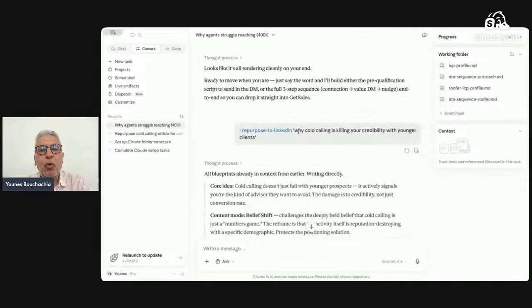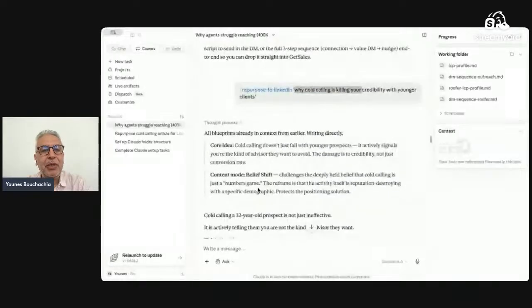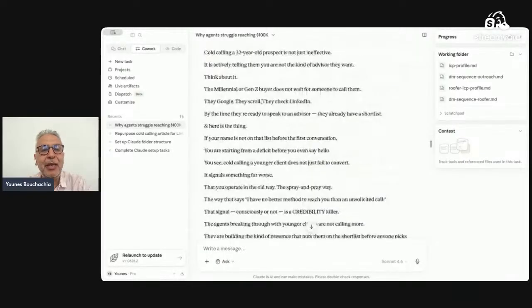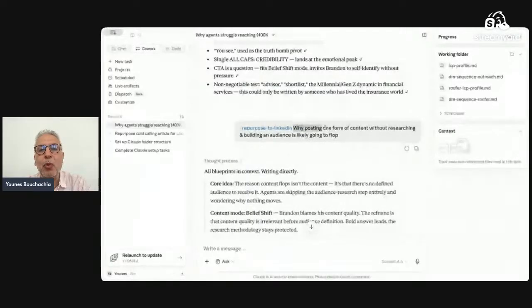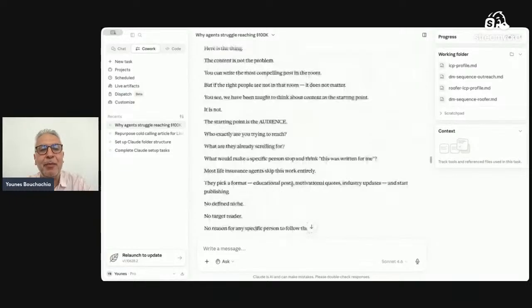This is, so why cold calling is killing your credibility with younger clients. So it did the same thing. The core idea: content mode is a belief-shifting piece of content, and then it delivered the content. And then the third, why posting one form of content without researching and building an audience is likely going to flop. And then it did the exact same thing.